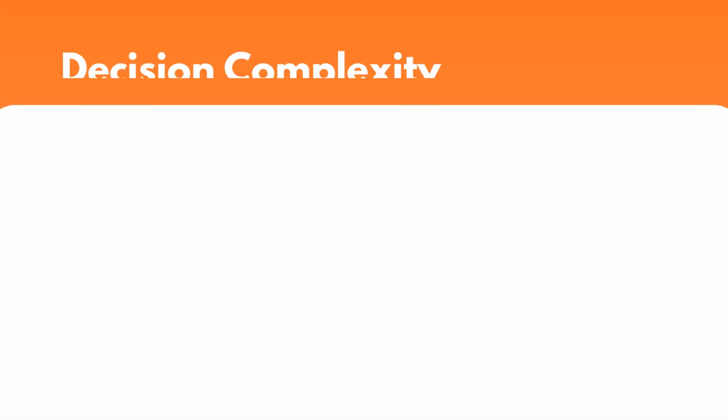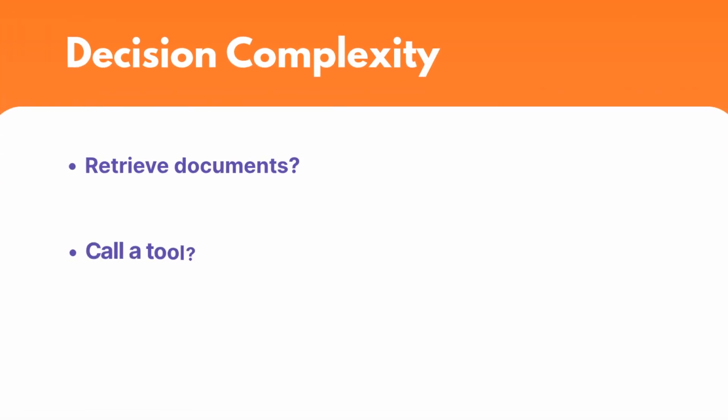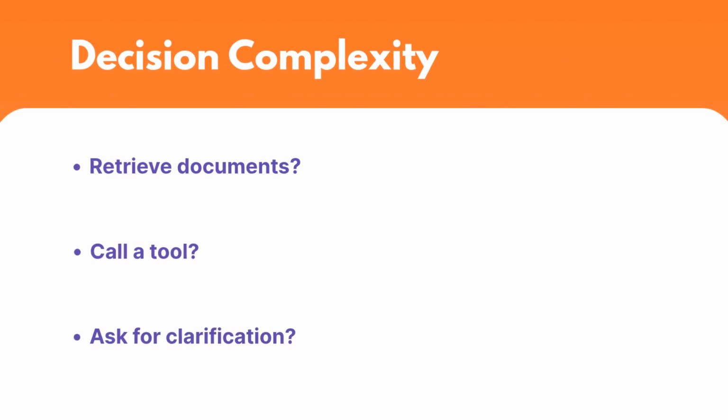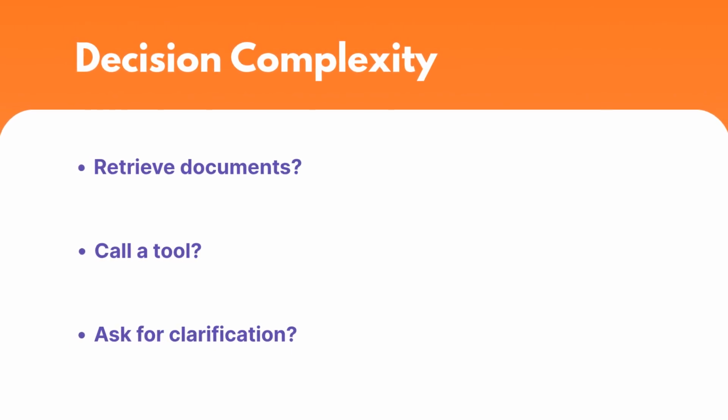But combining RAG and tools introduces new challenges. The system must decide. Should it retrieve documents? Should it call a tool? Or should it ask the user for more information? Designing these decision systems is a key part of building reliable AI products.